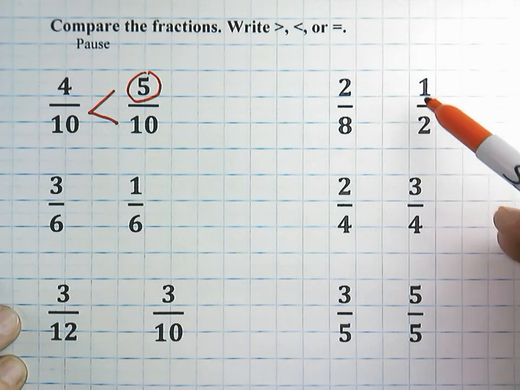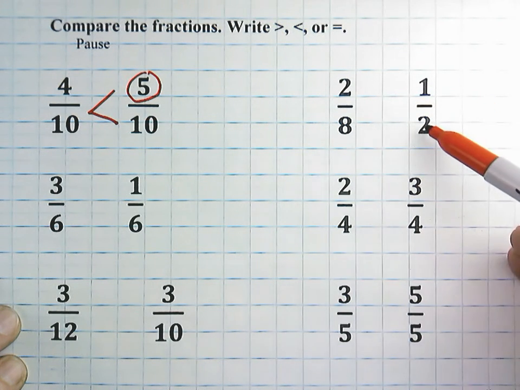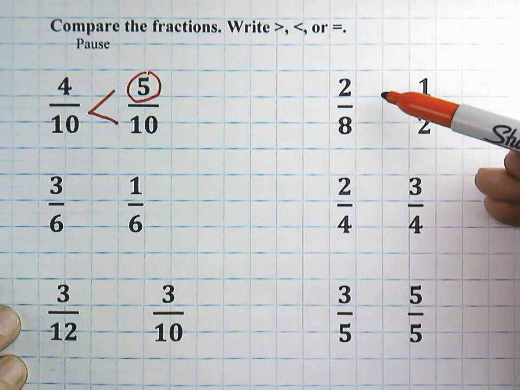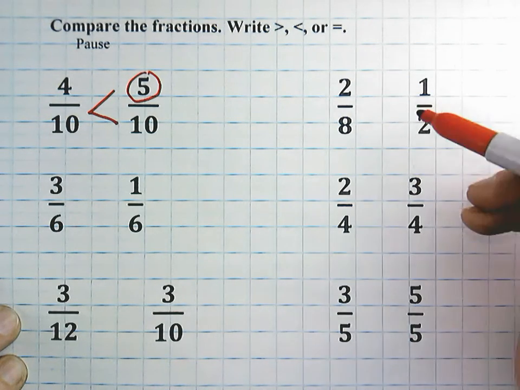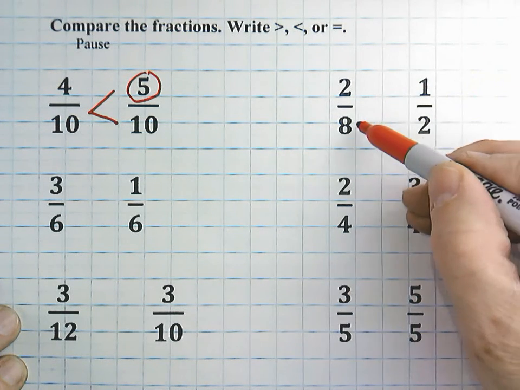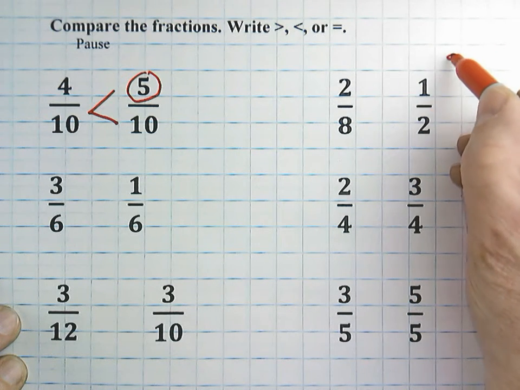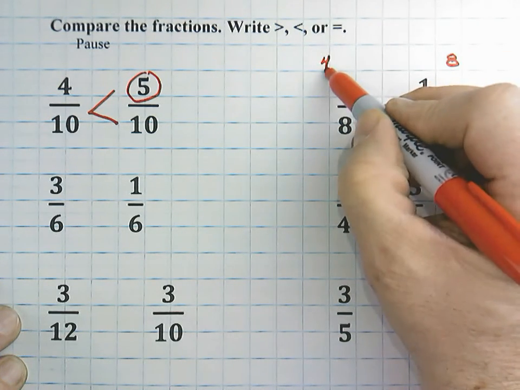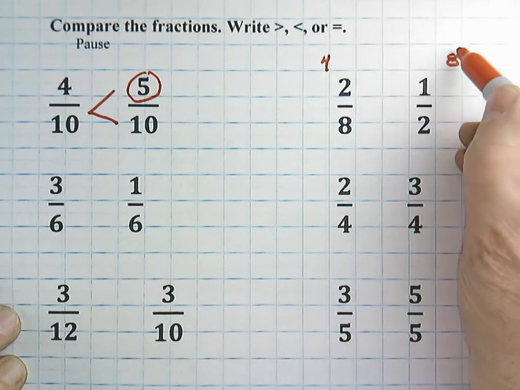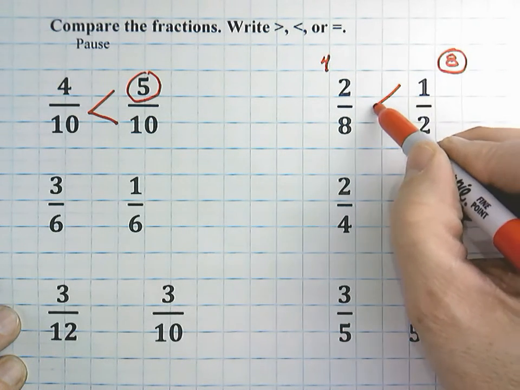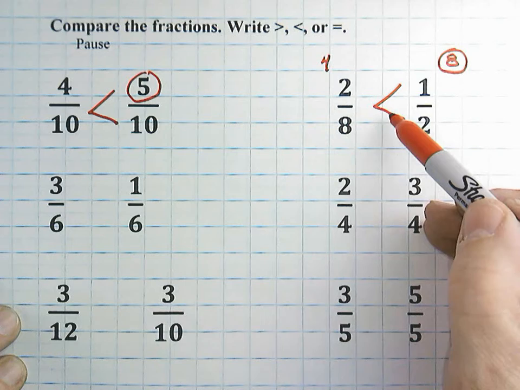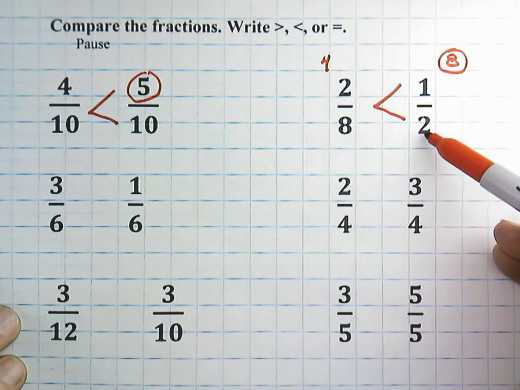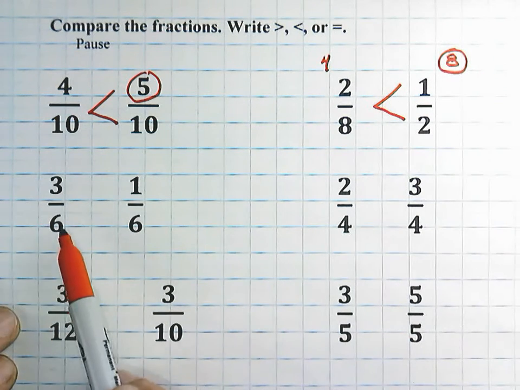2/8 compared to 1/2. Do we have the same denominator? No, we don't. So therefore, we cannot use the strategy of like denominators. Now, we could use another strategy. Let's try cross multiplication. 8 times 1 is 8, and 2 times 2 is 4. When I compare the 4 and the 8, I can see that 8 is greater. So we would say 2/8 is less than 1/2. But here we could not use a like denominator strategy. We had to use another strategy.